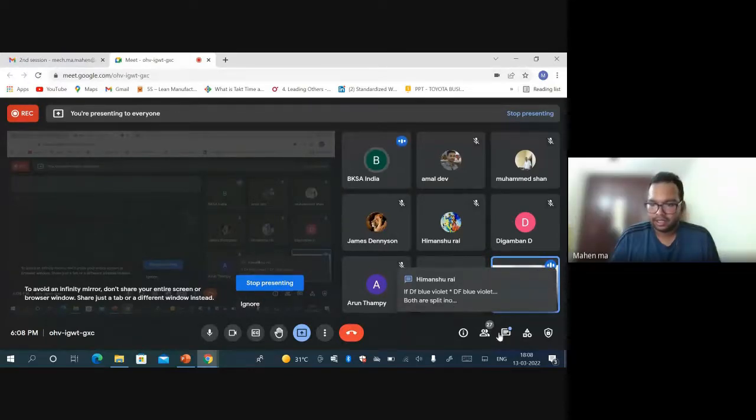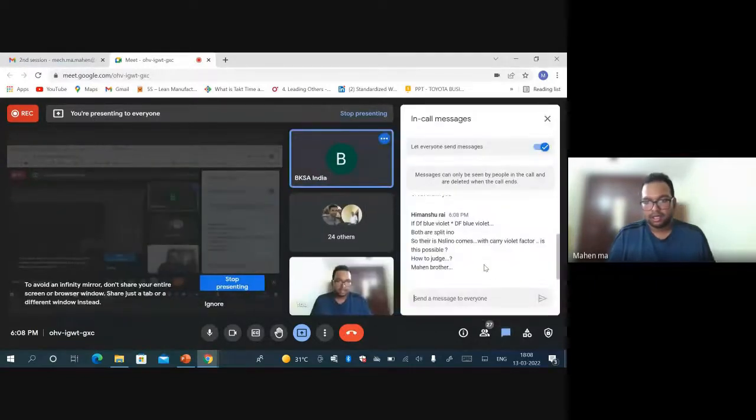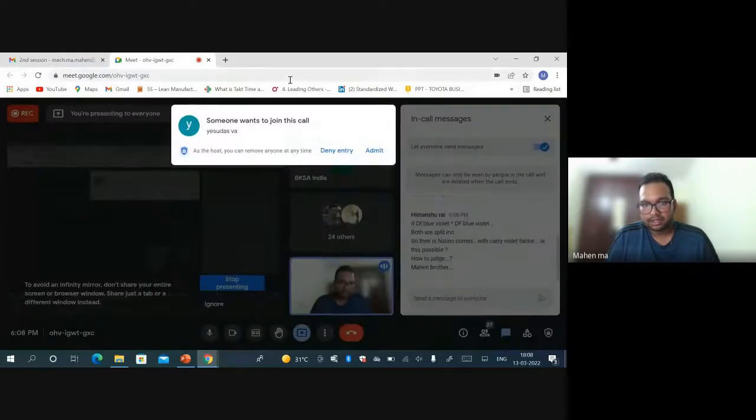Okay, I think we have one more question. If double factor blue violet and double factor blue violet are both split INOs, there is an INO coming which carries the violet factor. Is this possible? Yes, I think.